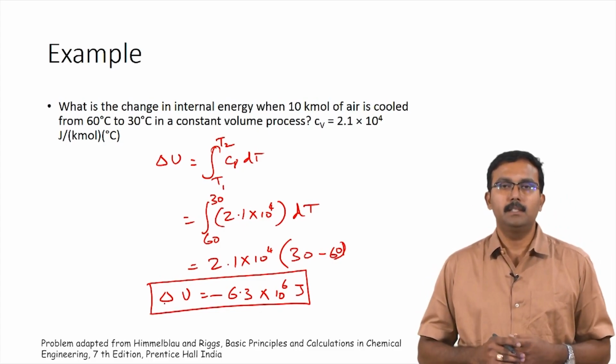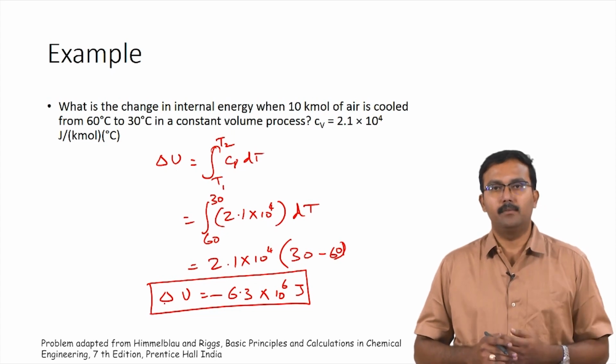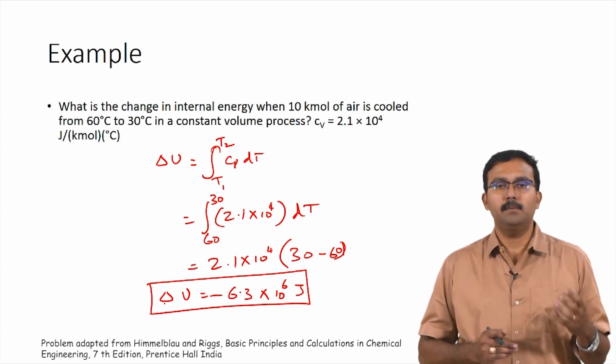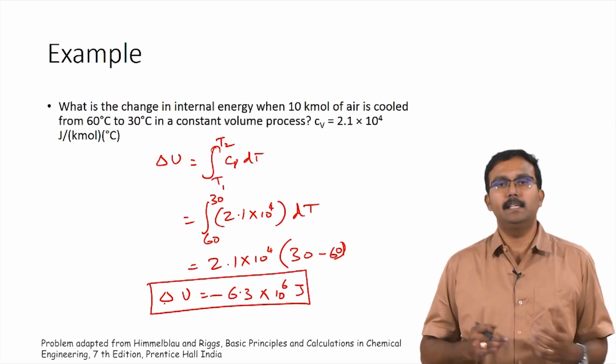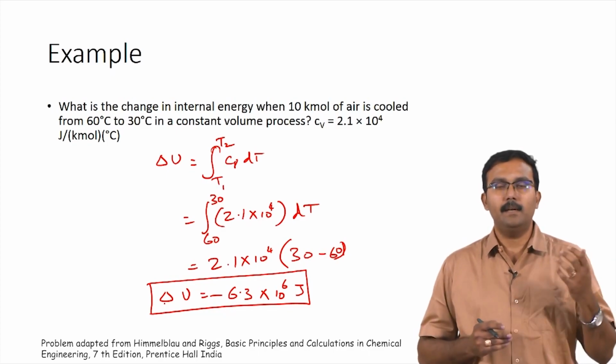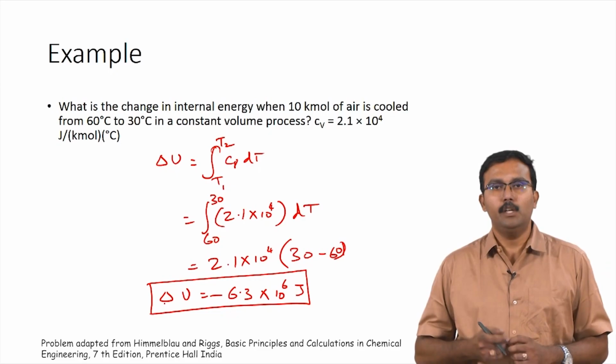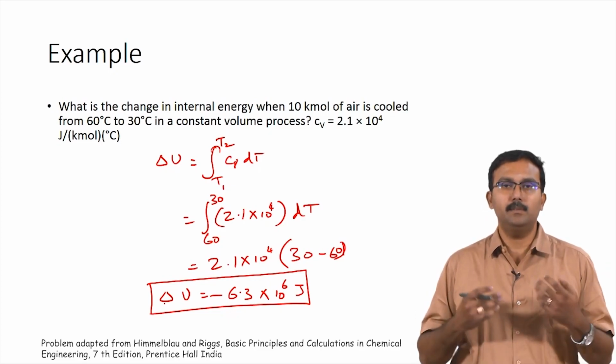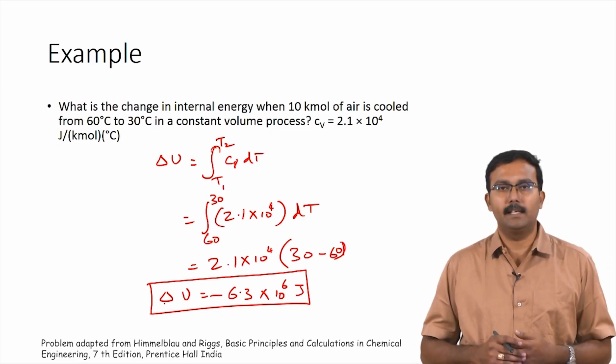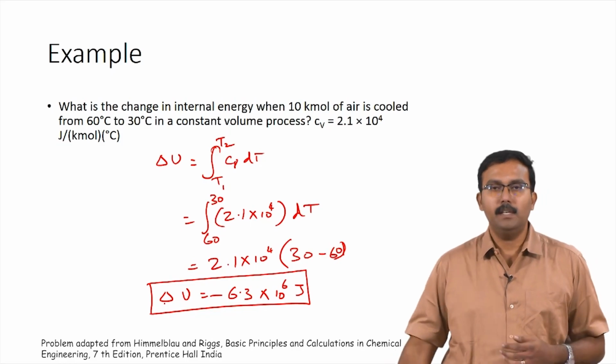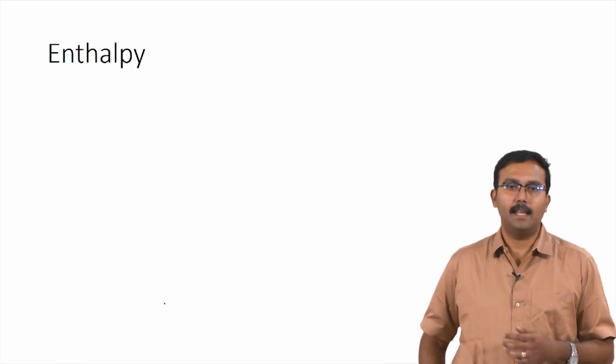What you observe here is the delta U is negative. This is because the system has actually been cooled from 60 degrees Celsius to 30 degrees Celsius. When temperature difference is negative, you would end up with a change in internal energy also being negative. So, let us move on to the next concept, which would be the enthalpy.